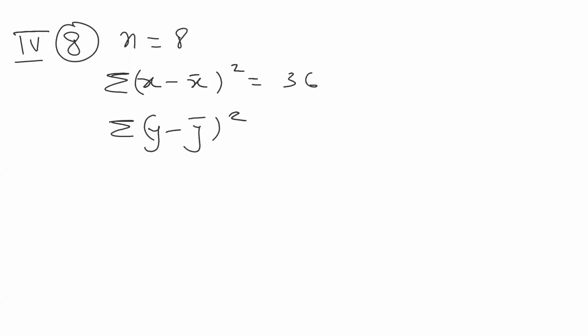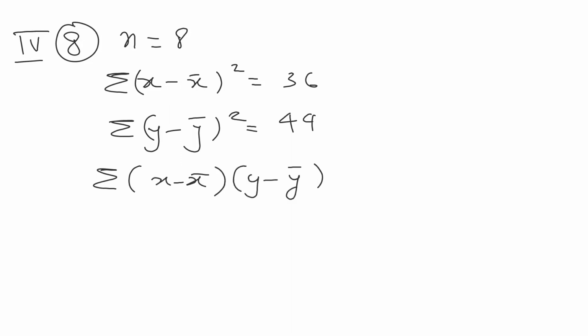Fine. So n is equal to 8, and then summation x minus x bar the whole square is equal to 36. Summation y minus y bar the whole square is equal to 44. Summation of x minus x bar into y minus y bar is equal to 24. Ignore that i, because i is not required as such in this problem. Summation x is equal to 32. Summation y is equal to 40.